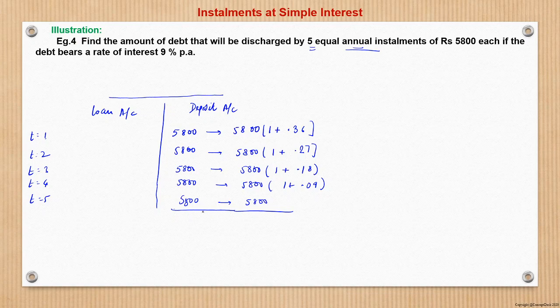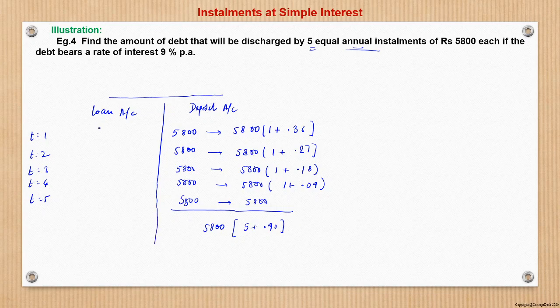If we add everything, we get 5800 into 1 2 3 4 5, 5 plus 0.36 plus 0.27, this becomes 0.63, 0.63 plus 0.18, 0.81, sorry, let me redo it: 0.18 plus 0.09 is 0.27, 0.27 plus 0.27 is 0.54, 0.54 plus 0.36 becomes 0.90, so this becomes 0.90, right?